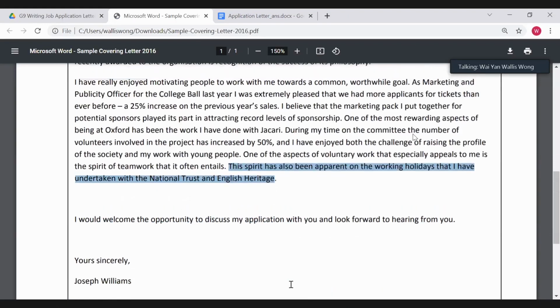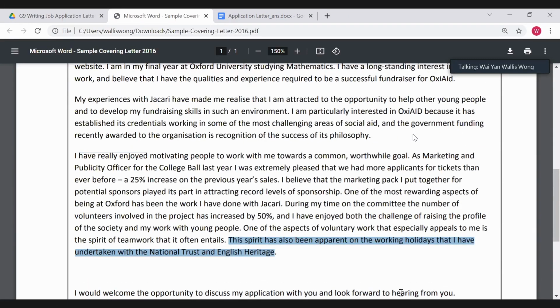Okay, and then the last one. Again, many of you still could not use the gerund after look forward to, okay? I look forward to hearing from you. I look forward to meeting with you. I look forward to seeing you. Understand? So you double check your outline and see whether you made the mistake.